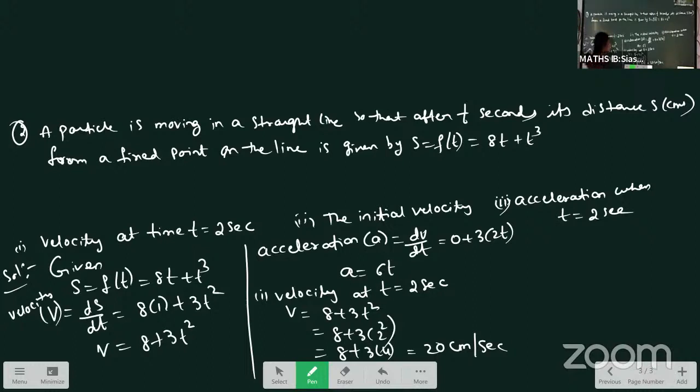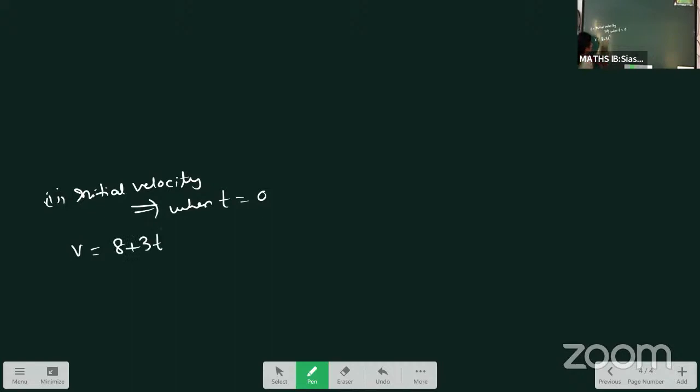Next. Second bit, what is he asking? Initial velocity. What is initial velocity? Initial velocity is nothing but before starting. Initial velocity implies when t is equal to 0. So v is equal to 8 plus 3t square, so 8 plus 3 into 0 square. So it is 8 plus 0. So v is equal to 8 centimeter per second.